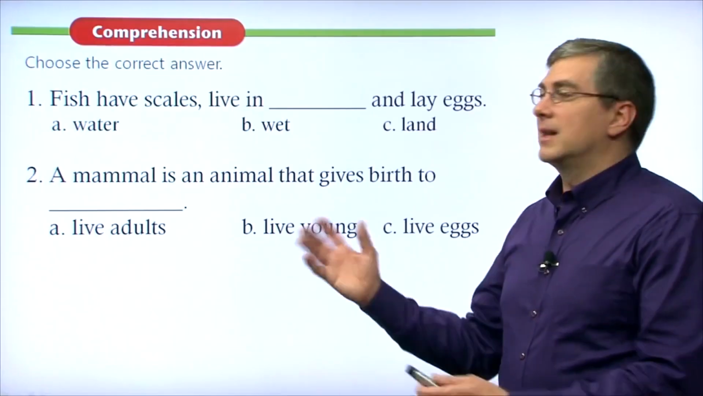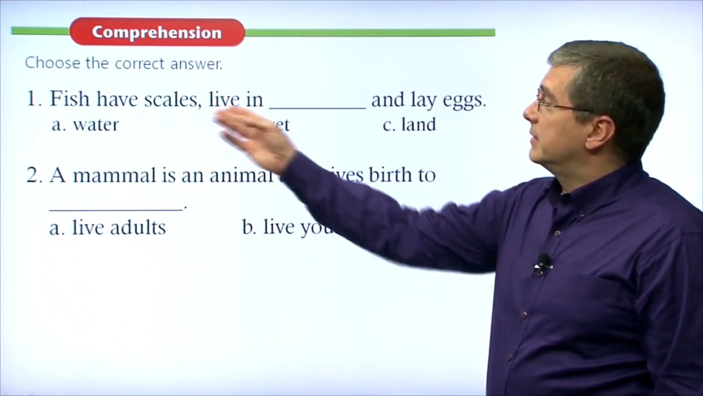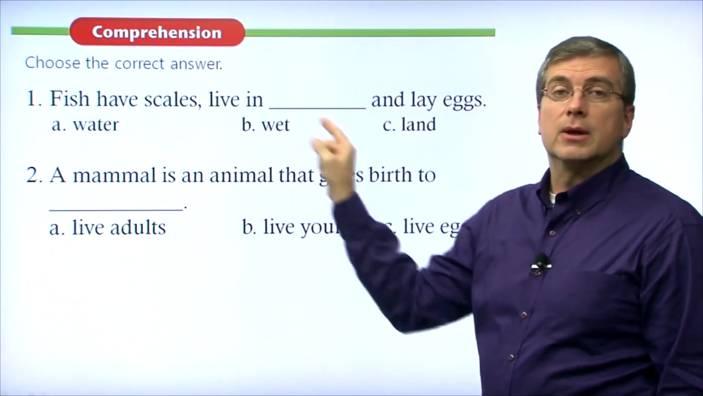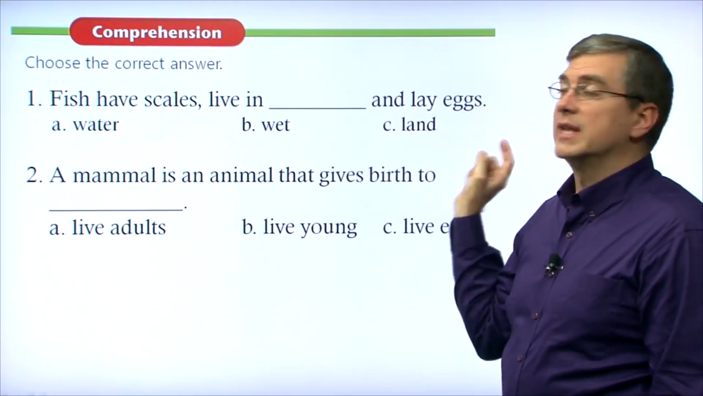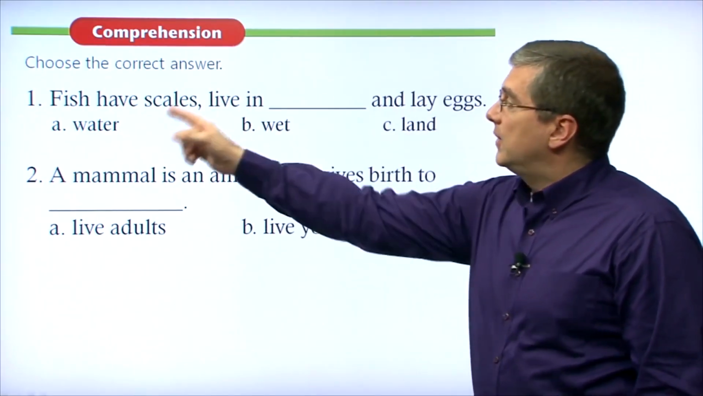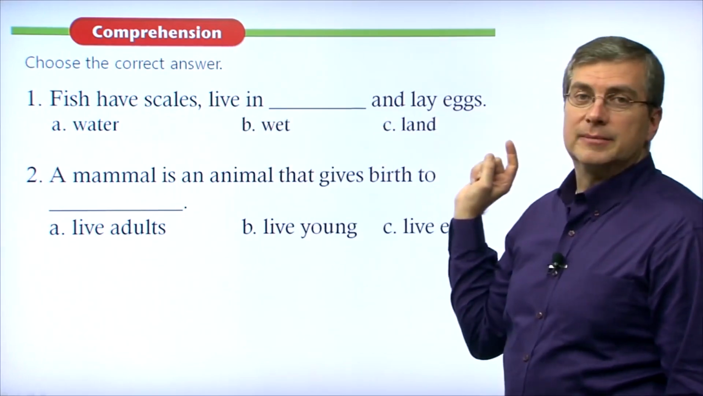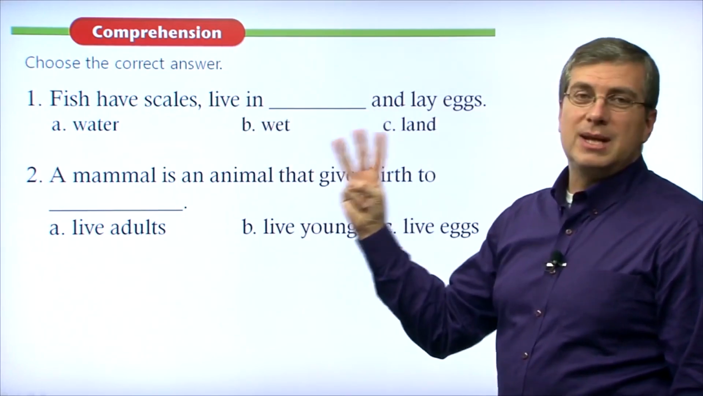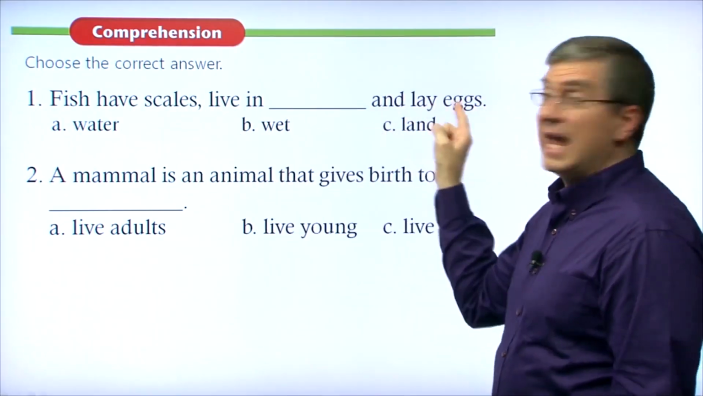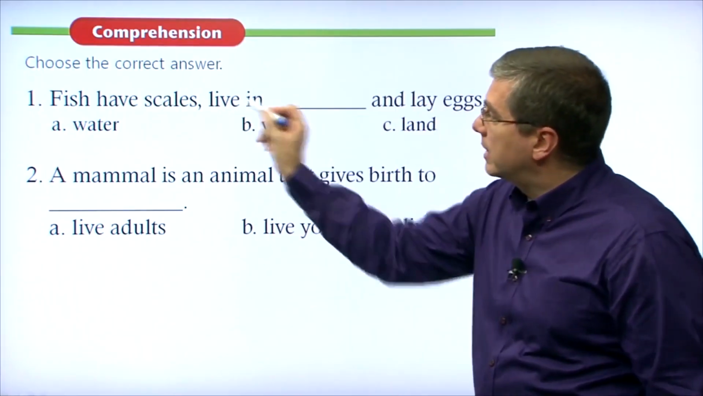Whew. Okay, let's wrap up with some comprehension questions. We have, of course, these different sentences. We need to fill in the blank with the correct word, A, B, or C. Let's take a look at question number 1. Fish have scales, live in beep, and lay eggs. Okay, so actually we're talking about 3 different facts about fish, right? That's true. Fish have scales, yes. They lay eggs, yes. But where do they live? That's our question.